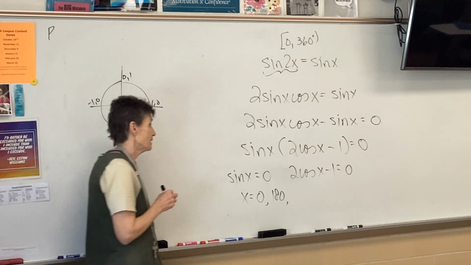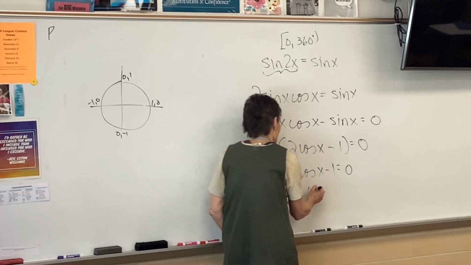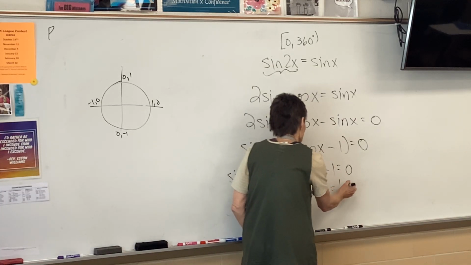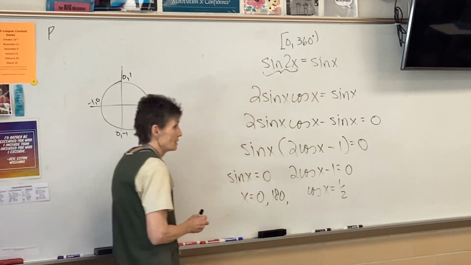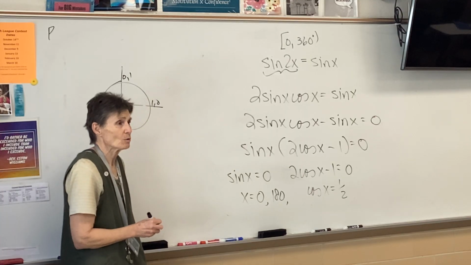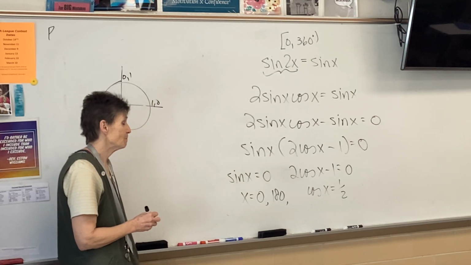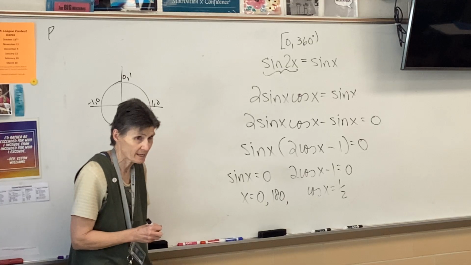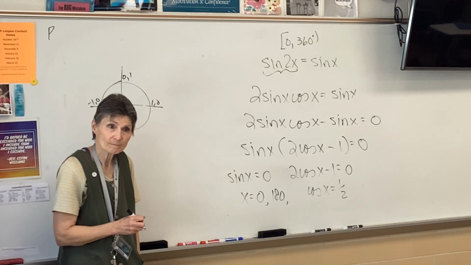All right. Now this one, we're going to add 1 and divide by 2. So I did that all in one step. I hope that's okay. I added 1 and divided by 2. It says the cosine is 1/2.